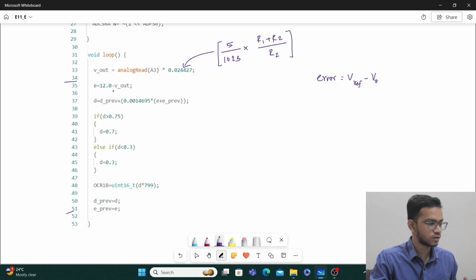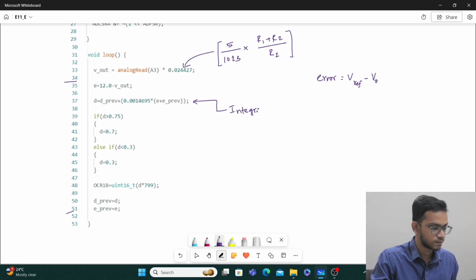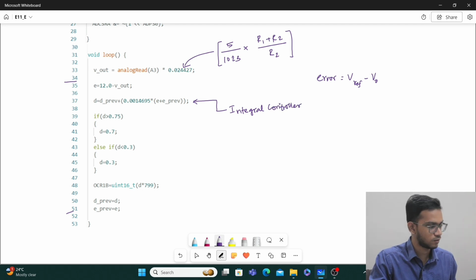Once the error is computed, we compute the duty ratio with the help of a difference equation. This is my difference equation. This single equation is nothing but the realization of my integral controller. This D is the output of the integral controller, and this is of course the duty ratio. Again, I have simplified this as a single number.